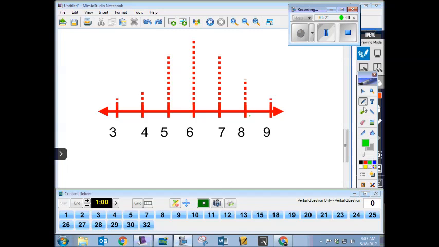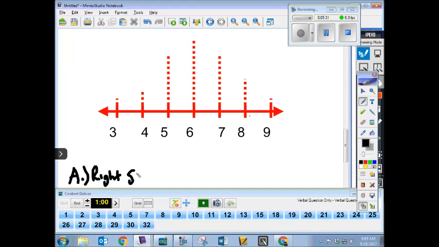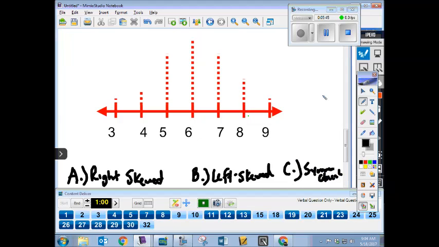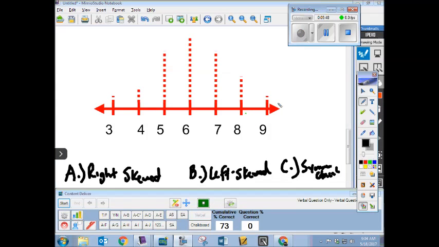Okay, here we have a dot plot shown. I want to know if the data on the dot plot is A, right skewed, B, left skewed, or C, symmetrical. Sorry, I kind of ran out of room there, but you get the point. So is it A, B, or C? Okay, let's go over it right now.